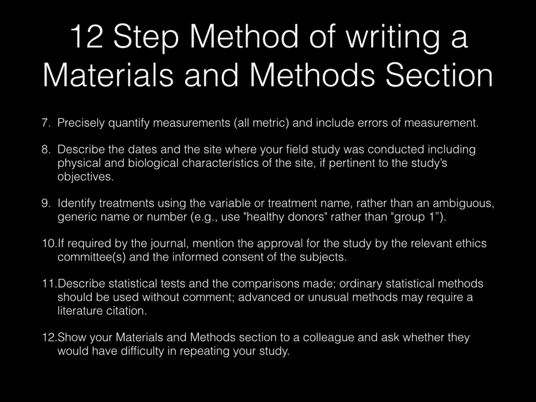If required by the journal, mention the approval for the study by the relevant ethics committees and informed consent of the subject. So animal control, ethics, IRB, which is institutional review board, etc. Describe statistical tests and the comparisons made. Ordinary statistical methods should be used without comment. In your case, you're going to state them because you don't have a lot of experience. So if you say you're going to take the mean and standard deviation, you need to state that you're going to do that. Okay, advanced or unusual methods may require a literature citation.